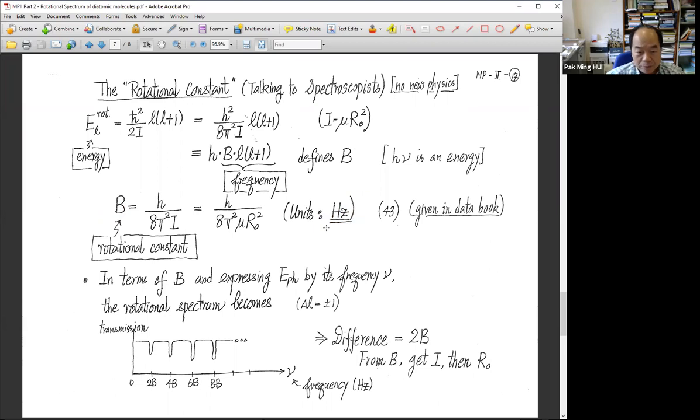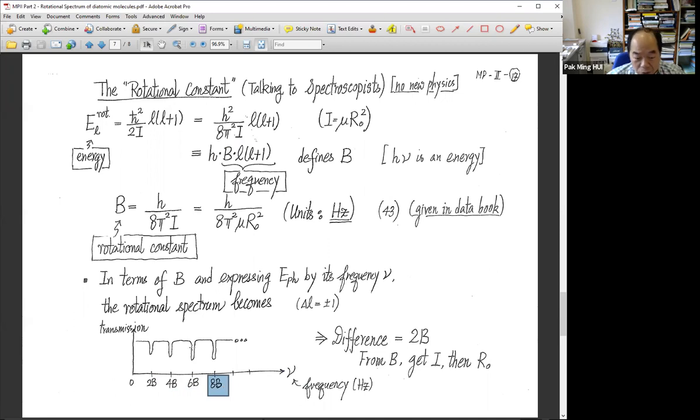Now, pay attention. If we use this form, then we can work out L equals 0 is 0, L equals 1 is 2 times, okay? So when you make a transition from L equals 0 to L equals 1, the energy is 0 to 2BH, right?